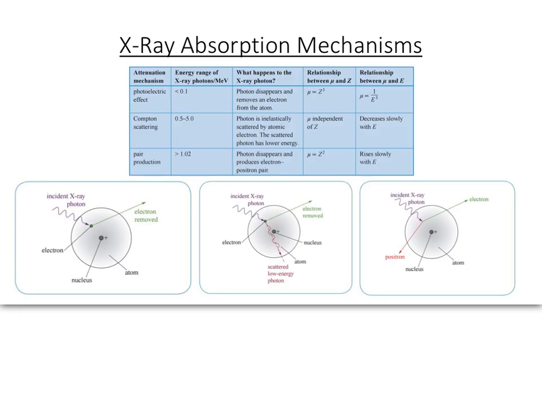Here are the ways in which X-rays can be absorbed. The first of which you should recognise from last year, the photoelectric effect. The other two that you need to be aware of are Compton scattering and pair production. So, just in case you need a reminder, in the photoelectric effect, a single photon is absorbed by an electron and the electron is removed from the atom.